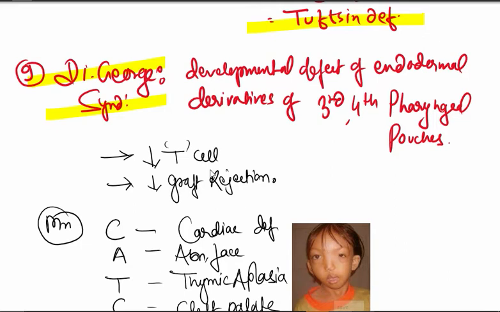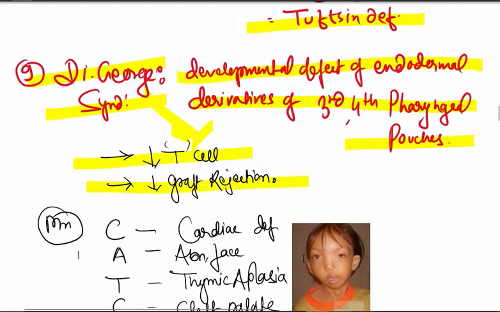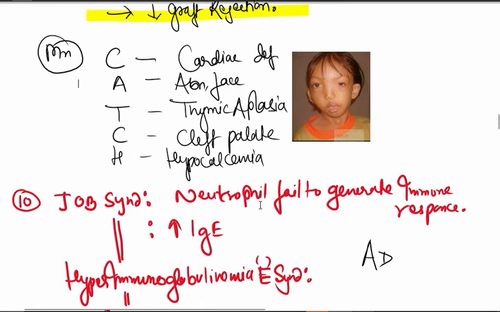Now next one is DiGeorge syndrome. This is a developmental defect of the endodermal derivatives of the third and fourth pharyngeal pouches. Here also T cell production decreases, and decreased graft rejection will also be seen in DiGeorge syndrome. Mnemonic: for the condition DiGeorge, it has CATCH. Cardiac defect, abnormal face, thymic aplasia, cleft palate, and hypocalcemia.